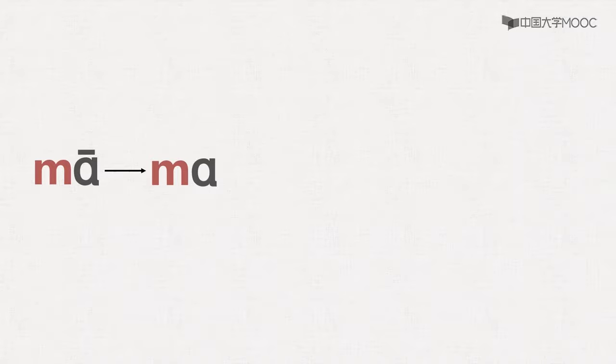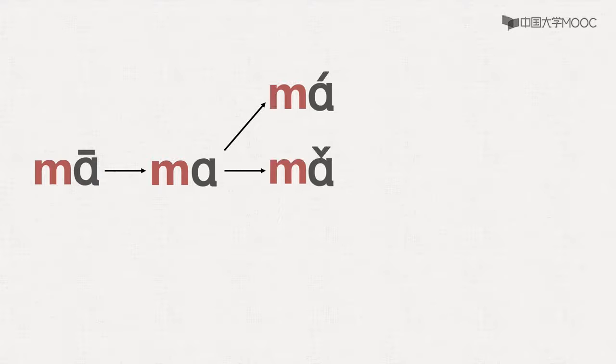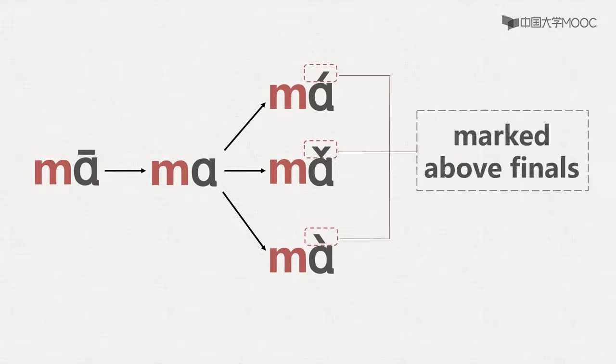So just 400 syllables then? That sounds like a lot less than before. Yes, but remember, we have tones. We have 4 tones in Chinese. This is ma, which we've seen before. If we leave the initial m and the final a unchanged, and just change the tone, then we can produce mā, má, mǎ, and mà. You can see here that tones are marked above the finals.